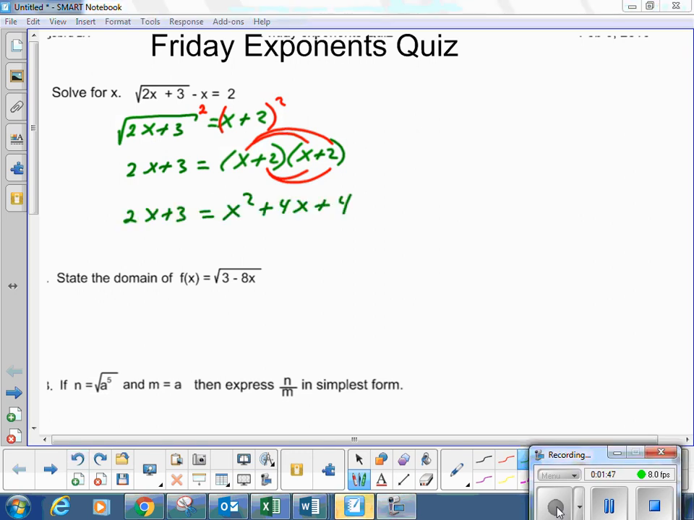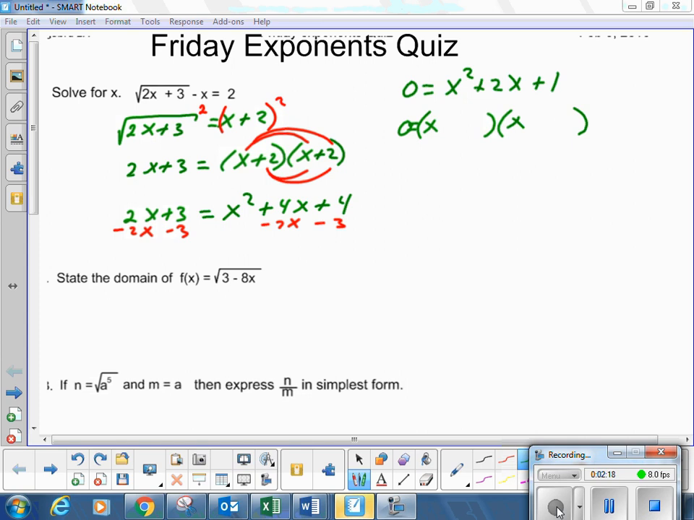At this point, again, I'm going to collect like terms so I can get the x's alone. So I'm going to move the 2x and the 3 over to the right-hand side. I'll end up with 0 equals x squared plus 2x plus 1. So take a look at that and make sure that makes sense to you. What I did was I subtracted 2x and subtracted 3 on both sides, and I ended up with that. Now that my equation equals 0, I can factor it.